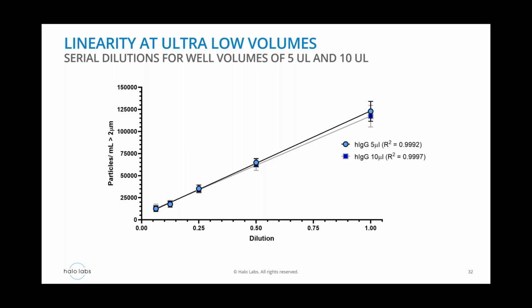And we've tested this very carefully at very low volumes as well, and we can show that the dilution linearity follows, again for human IgG aggregates, whether you're using 5 microliters per well or 10 microliters per well. So these are low volume measurements that you can trust.